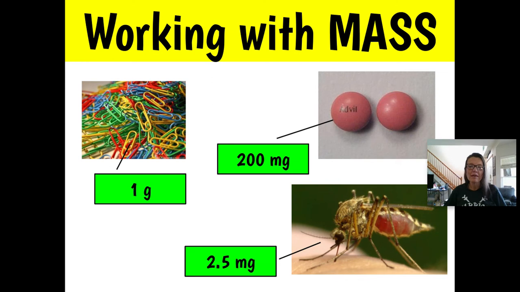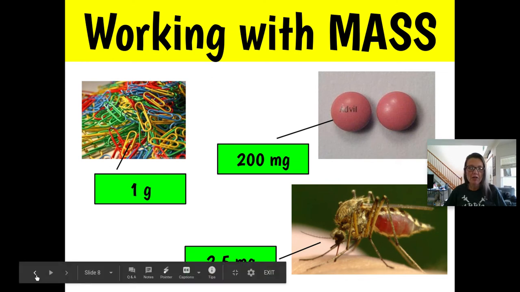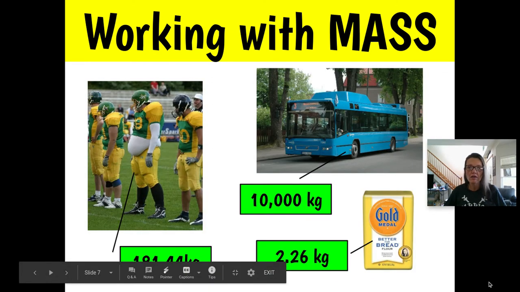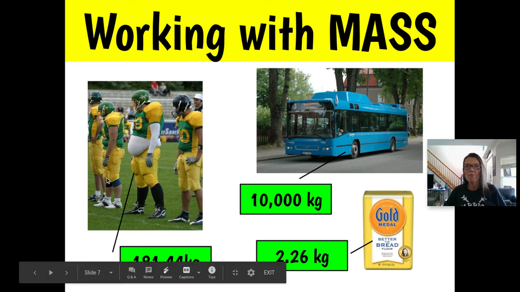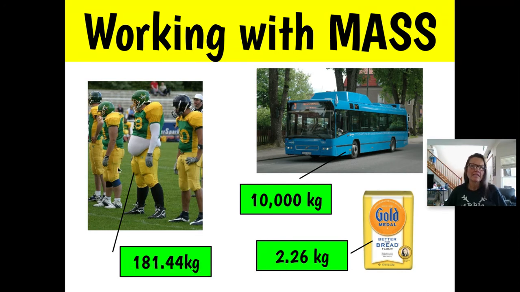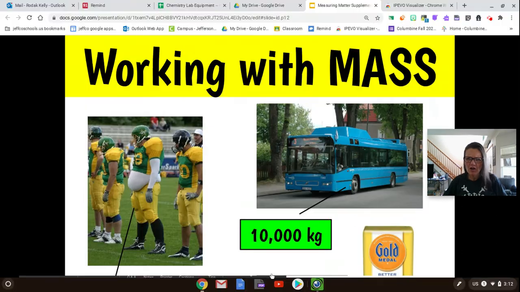If we are measuring something very large, then we would use the prefix kilo. Okay, so for example, this is a huge football player. This huge football player here has a mass of about 181.44 kilograms, which is like 360-ish pounds. It's a big dude, okay? Or a bus would be about 10,000 kilograms. So when you're wanting to talk about something that is really, really huge, then you're going to use the kilogram, okay? So back to our notes here.